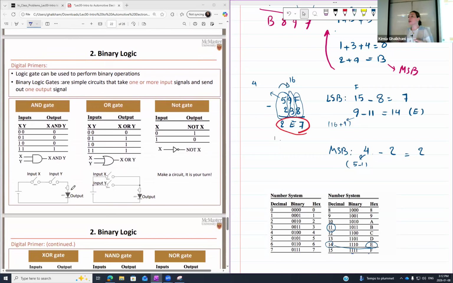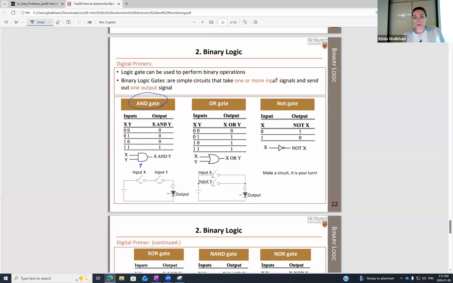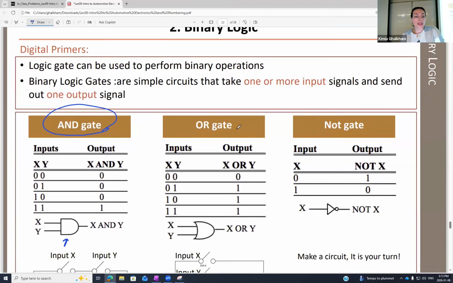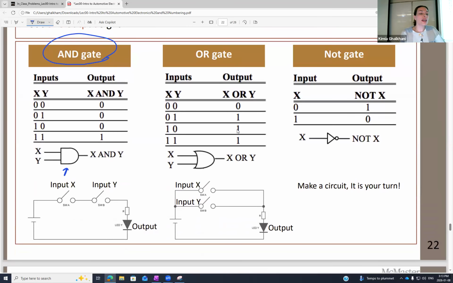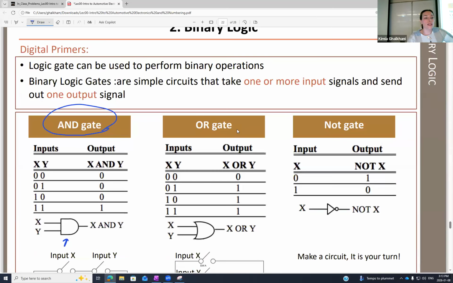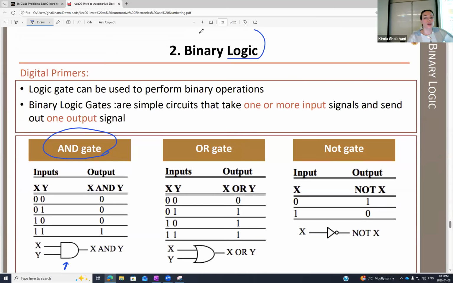In addition to whatever I explained about the numbers, there are some logics that you need to understand in order to be able to communicate with the computer. So let's start with the AND gate. Each of these logics has its own symbol, right? So let me expand this. Symbol for AND gate. And again, these are going to be binary, kids. We call them binary logic.